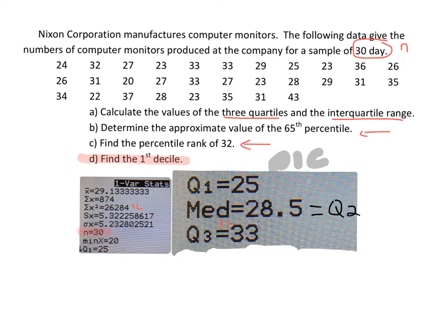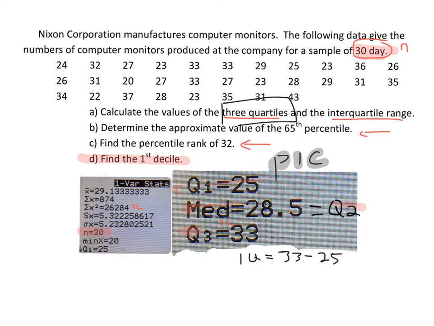So here we have 30 numbers, which matches what the data says. And I want you to take the picture of this 1-Var Stats test on your calculator. Here are the three quartiles. Q1 is 25. The median, Q2, is 28.5. Upper quartile Q3 is 33. And then for the interquartile range, the IQR, here we're going to take Q3 minus Q1. So it looks like here we're going to be left with 8.